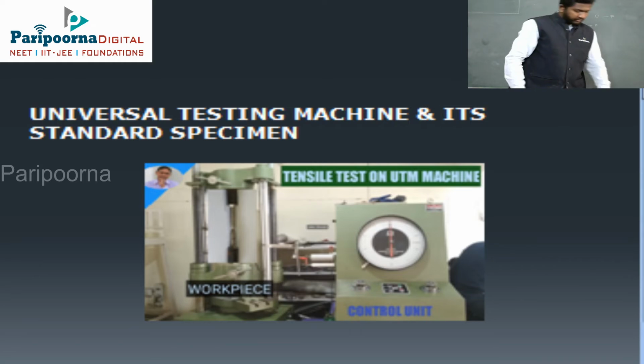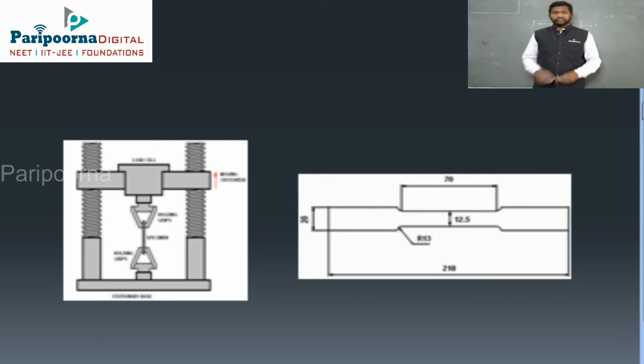So this is the figure. See, the universal testing machine is clearly visible, and the specimen is also visible. This is an ASTM standard specimen. If you want to conduct the tensile test, that is, identify the strength of a particular material, you have to apply the load. For that, the specimen should be prepared based on this dimension. Then it is placed in the universal testing machine, and the load is applied.